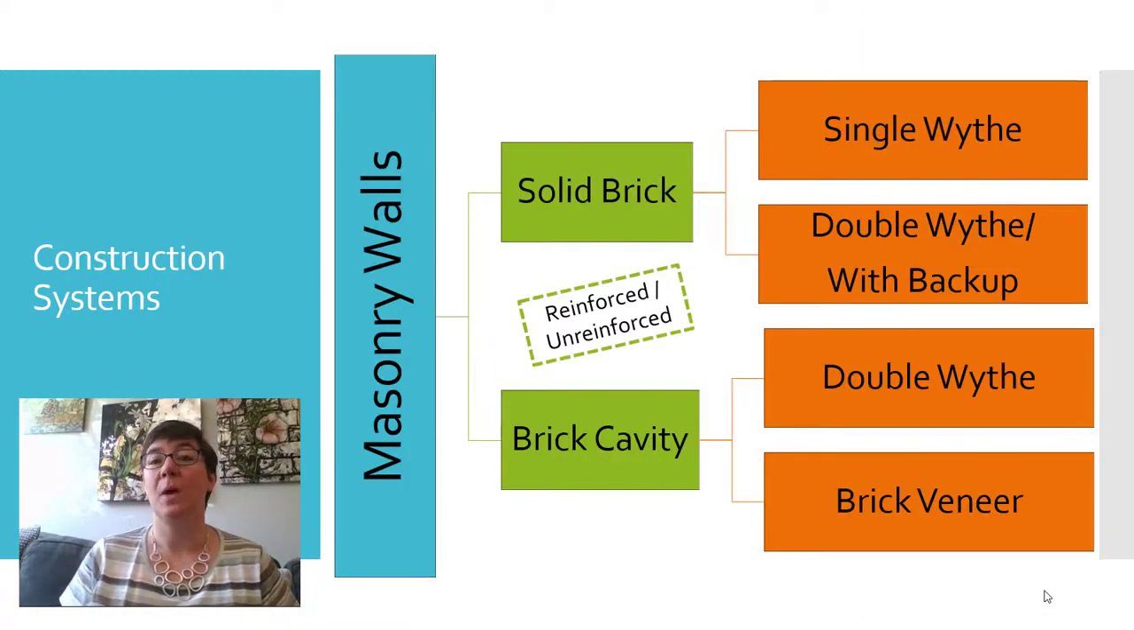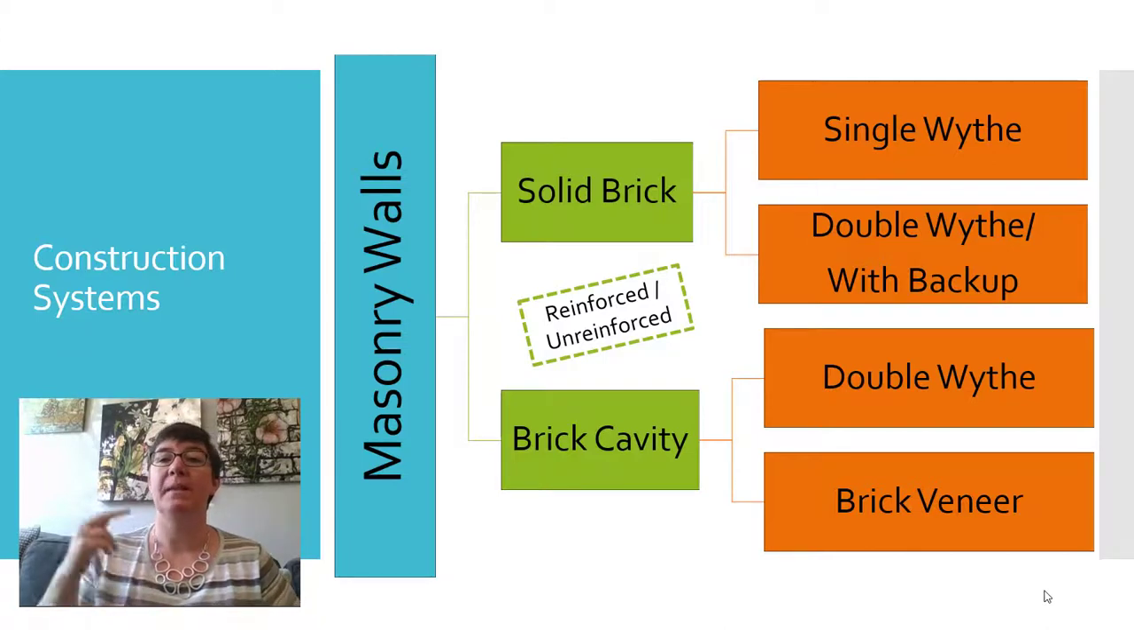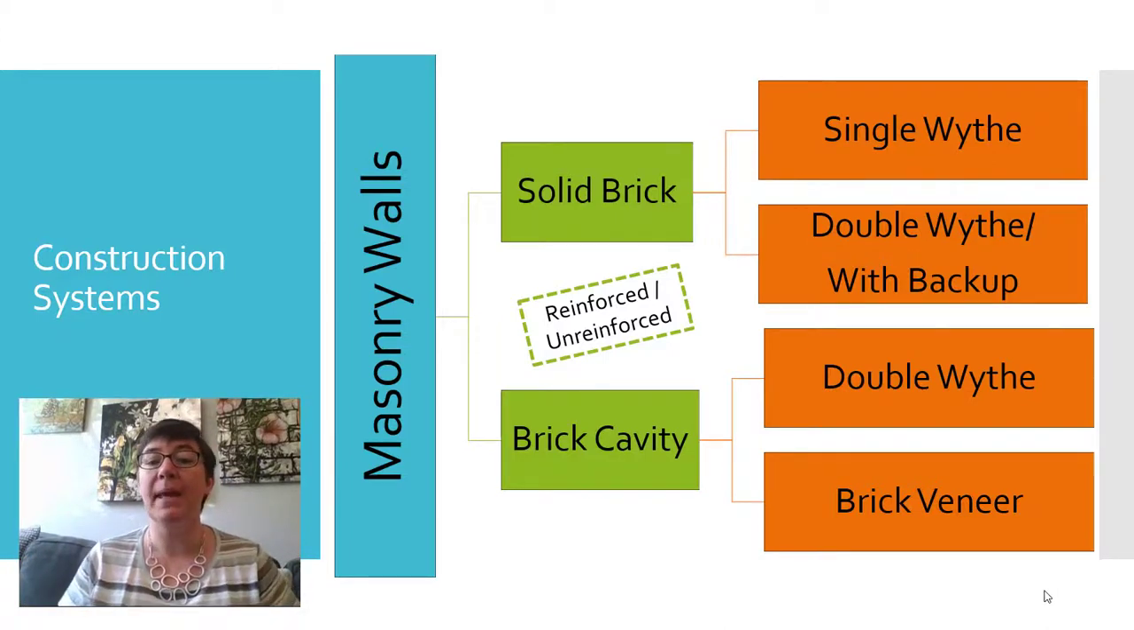So masonry walls can be divided into two types, solid brick and brick cavity. A cavity is a hole or an opening. There's an air gap in brick cavity walls. Solid brick walls can be single withe or double withe. They can also be double withe with a backup. Brick cavity walls can be double withe or a brick veneer.